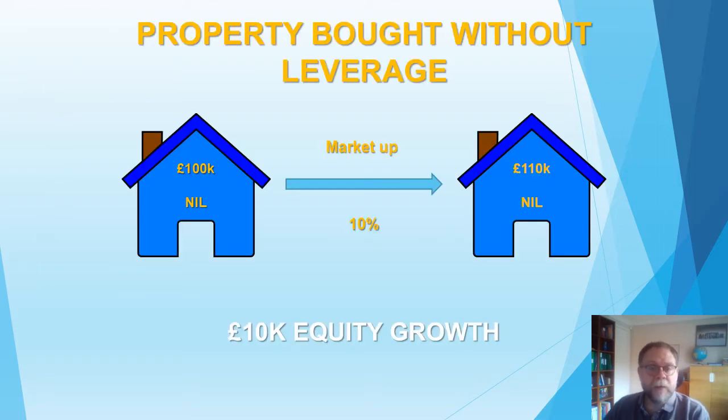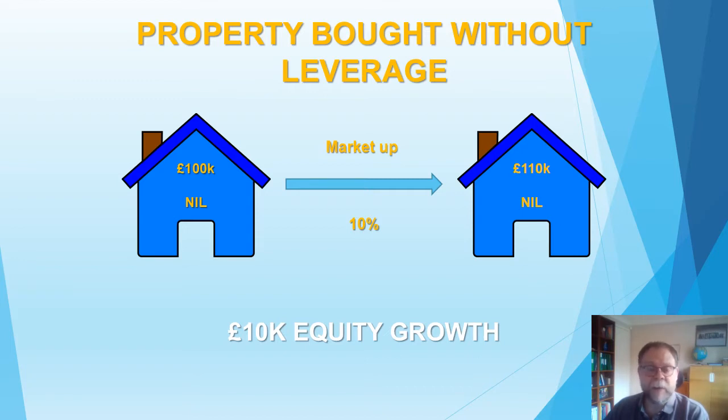The obvious thing to do is to go out and buy a house for cash and then rent it for the income. There's your house on the left. You've spent £100,000. There's no mortgage on the house because you've paid cash, and it's making you income from the rent. Now, over time, the value will rise.